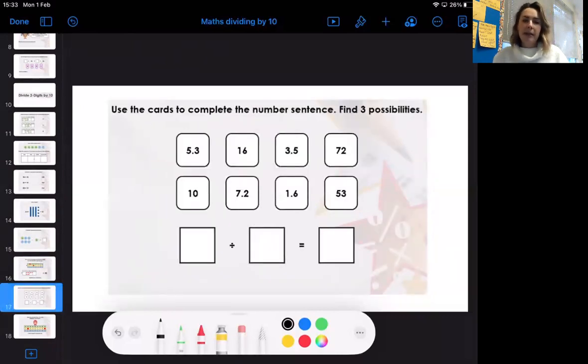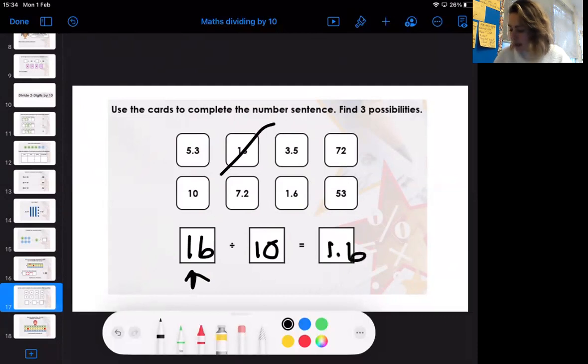Use the cards to complete the number sentence. Find 3 possibilities. I would like you to write these out, and these will be sent in via Dojo for me to have a look at. We're looking for a number to be put in here, divided by 10 equals. So let me show you an example of one. 16 divided by 10 equals 1.6. And I've crossed those out so I know that I've used them. So have a go to see if you can find 2 more possibilities for that. You can pause the video.